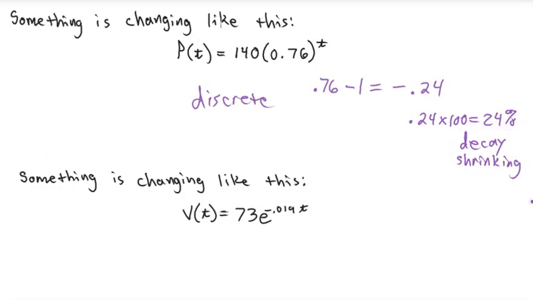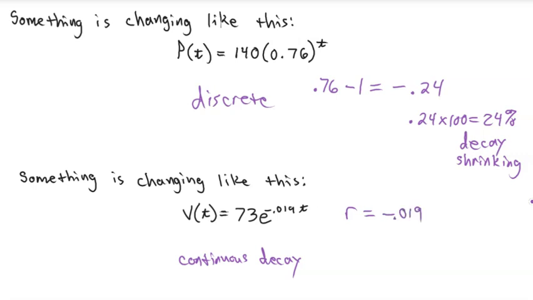Now let's look at this last one here. We can see that the rate is negative. There's a negative in front of it. That means this must be decay, and because it has E, it's continuous. So this is a continuous decay. Its starting value is 73, its ending value is V of t, and our time value is right here. Now let's look at our rate. Our r is going to be equal to negative 0.019.